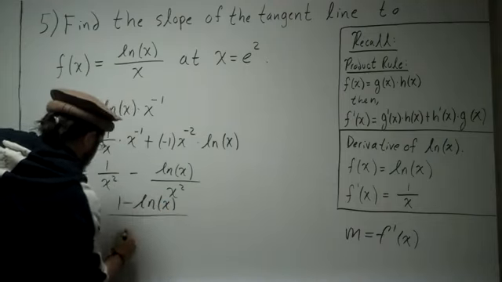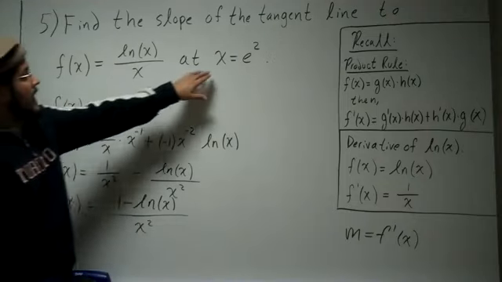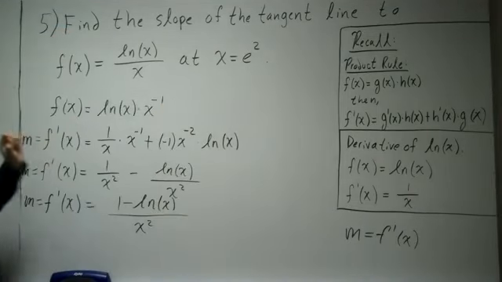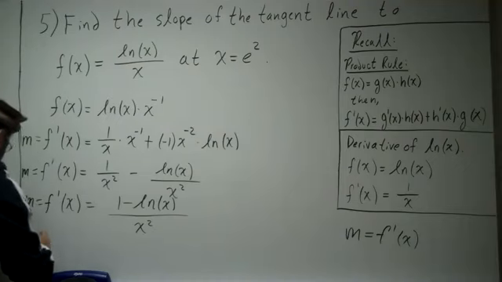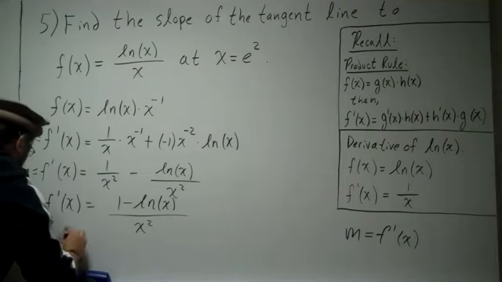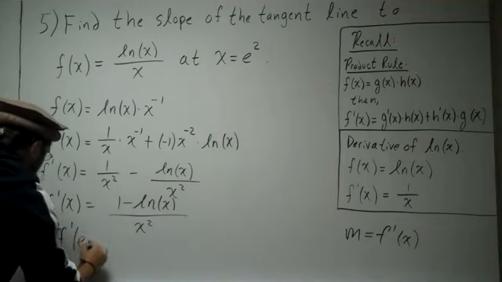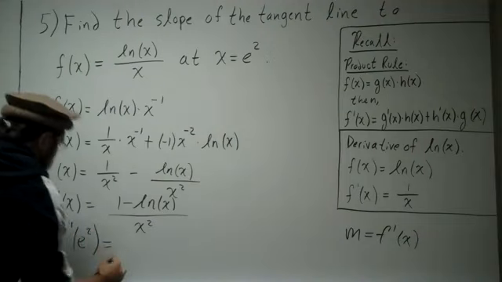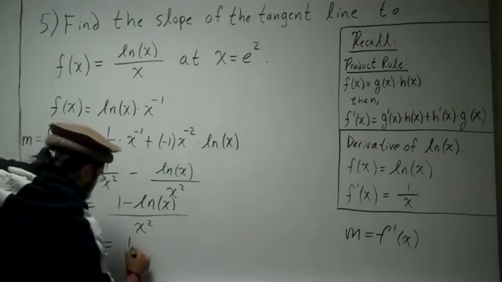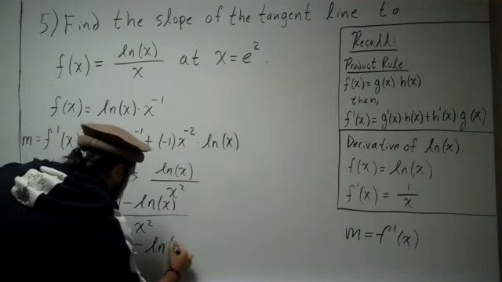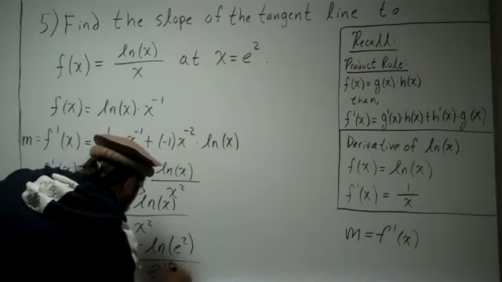divided by x squared. Okay, so now they give us x equals e squared, so we need to find the slope at e squared. So go ahead and plug in e squared here. Okay, we plug in e squared. What do we get? We plug e squared here, divided by e to the 4th.